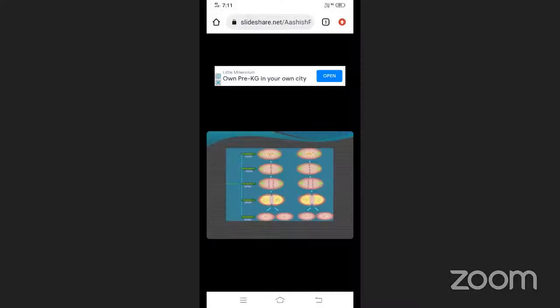Then meiosis. What is meiosis here? Meiosis was first described by Oscar Hertwig. Oscar Hertwig is the first who introduced this one, in the sea urchin egg.